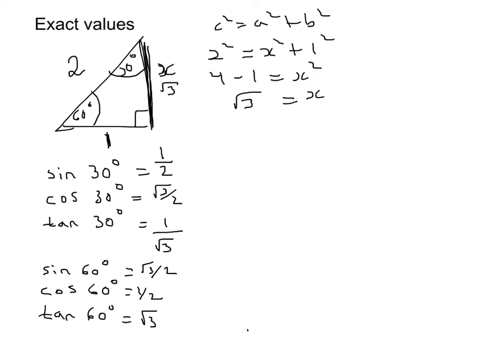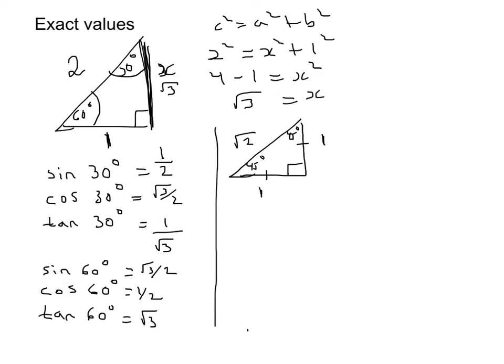Anyway, just look at the patterns and learn these. You just need to learn them off by heart. Then you've got the other triangle, which is an isosceles right angle triangle. So these two sides are the same, therefore the base angles are the same. So that's 45 and that's 45. And we know that this is 1, this is 1, therefore the hypotenuse is the square root of 2.